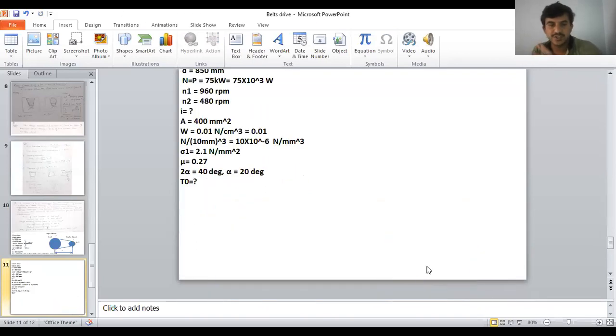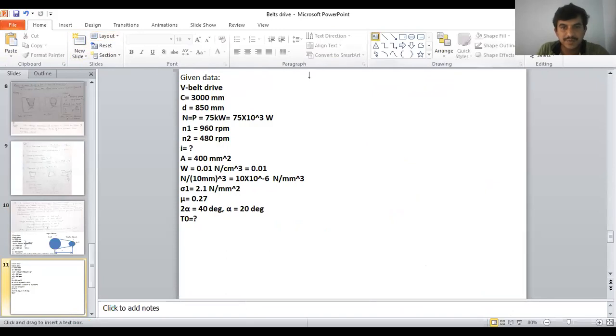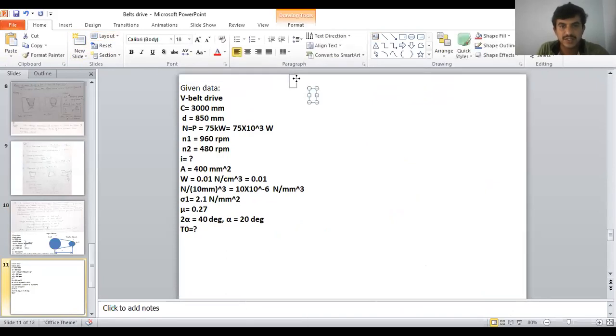Now follow the same procedure. What is step number 1? Remember the steps. First step is to determine the unknown diameter or speed. Here, which is unknown: the diameter of the pulley or the speed of the pulley?